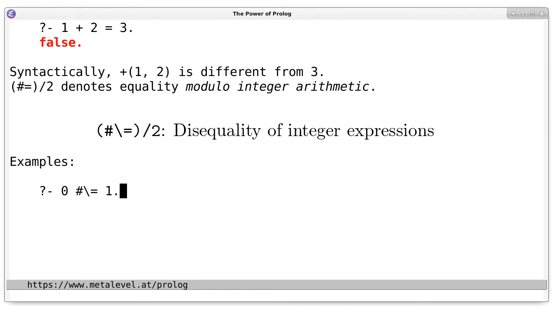And the hash sign is consistently used also for several other predicates that reason about integer expressions. For example, is it the case that 0 is not equal to 1? Yes, this is of course the case. Or more generally, is there some integer X such that X is not equal to 1? And as answer, we get the set of all integers that satisfy this constraint. And 0 is of course included in this set as one particular solution that satisfies this constraint.